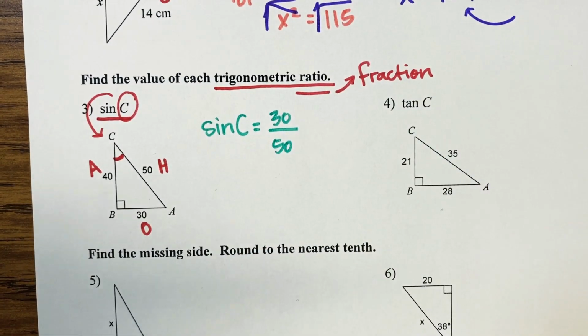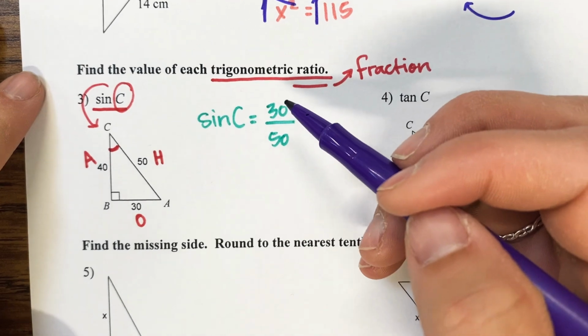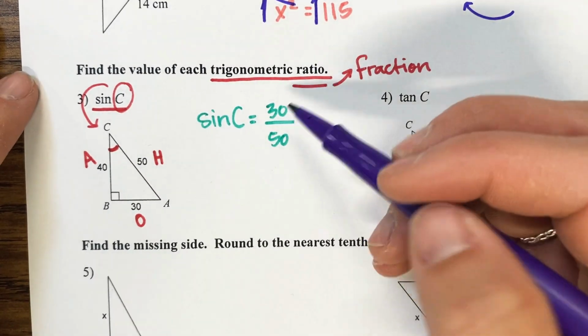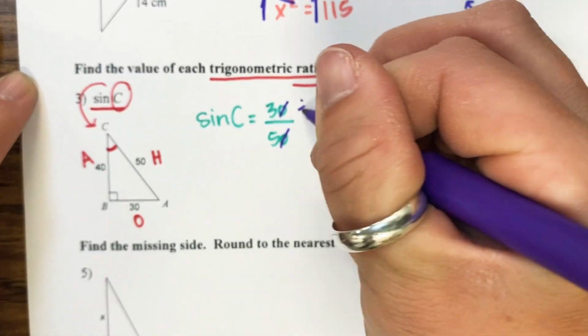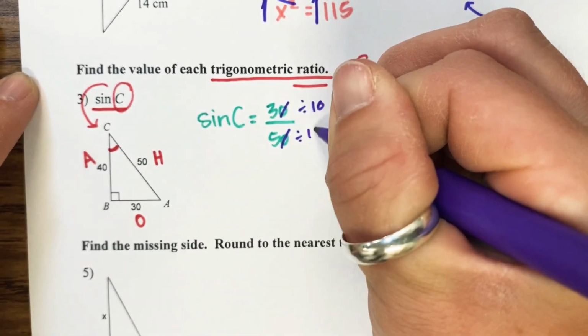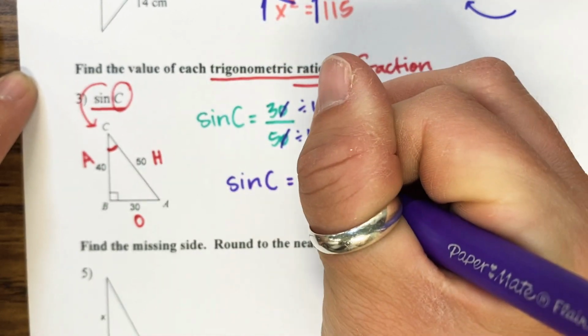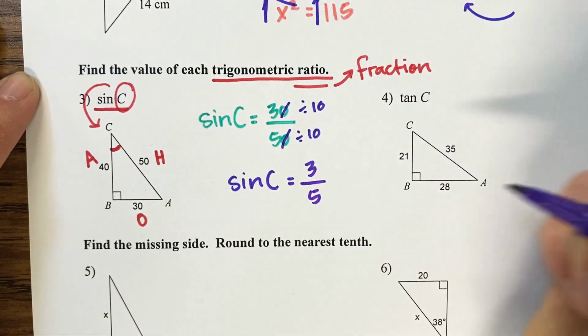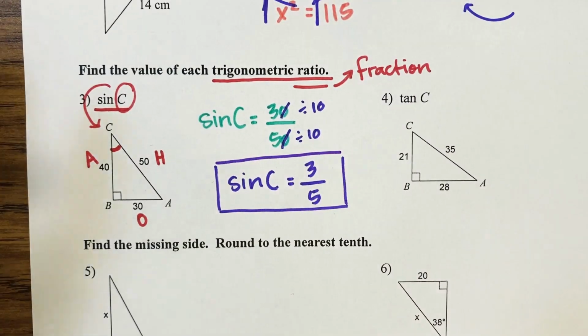Okay, and the last thing we need to do is reduce this fraction. So I see that 30 and 50 both end in a 0. That means I can reduce them by 10, or just take away those zeros. Okay, divided by 10, that's what we're doing there. So our final answer is sine of C equals 3 over 5. Final answer.